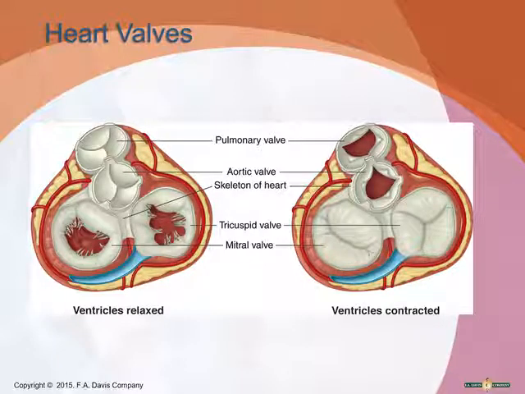Semilunar valves are the pulmonary and the aortic valves. The pulmonary valve prevents backflow from the pulmonary artery to the right ventricle. So remember, arteries carry blood away. The pulmonary artery is what's taking the blood from the heart to the lungs, and the pulmonary valve prevents blood from going back to the heart before it gets to the lung. Then the aortic valve prevents backflow from the aorta into the left ventricle.